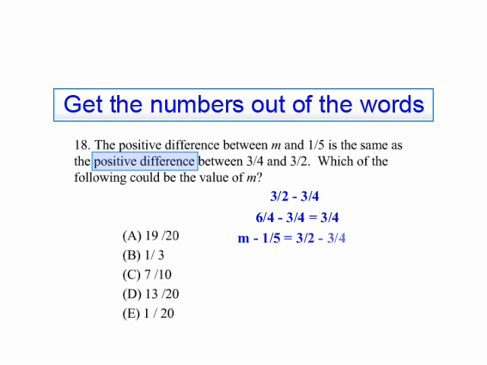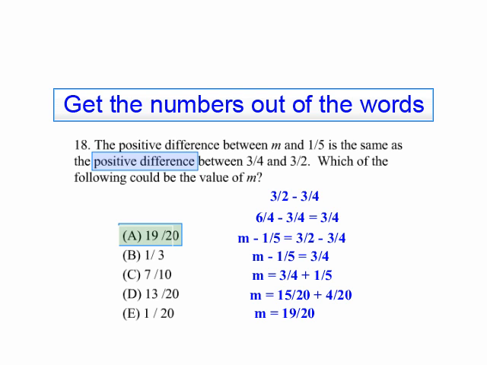So we fit that in our equation where we say m minus 1/5, the distance between m and 1/5, equals 3/4. Adding 1/5 to both sides, we have m equals 3/4 plus 1/5. We want the least common denominator, which is going to be 20. So we've got m equals 15/20 plus 4/20. So m equals 19/20.